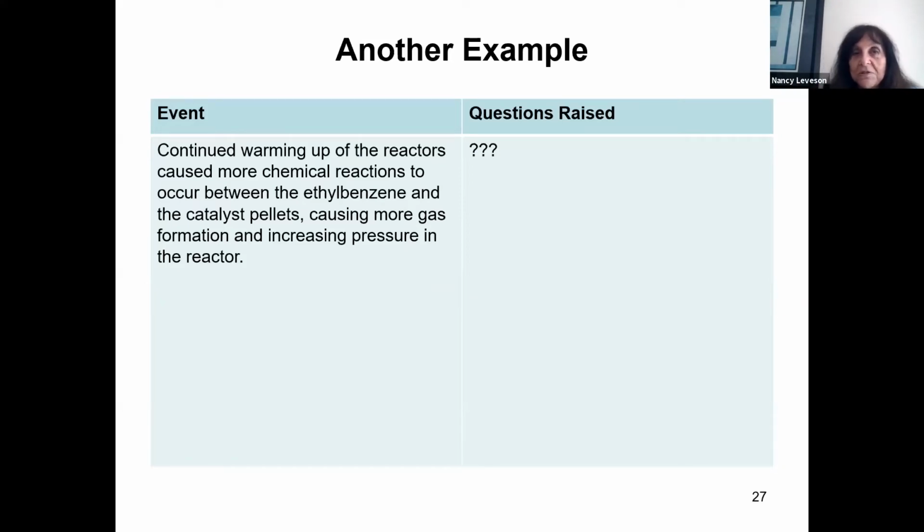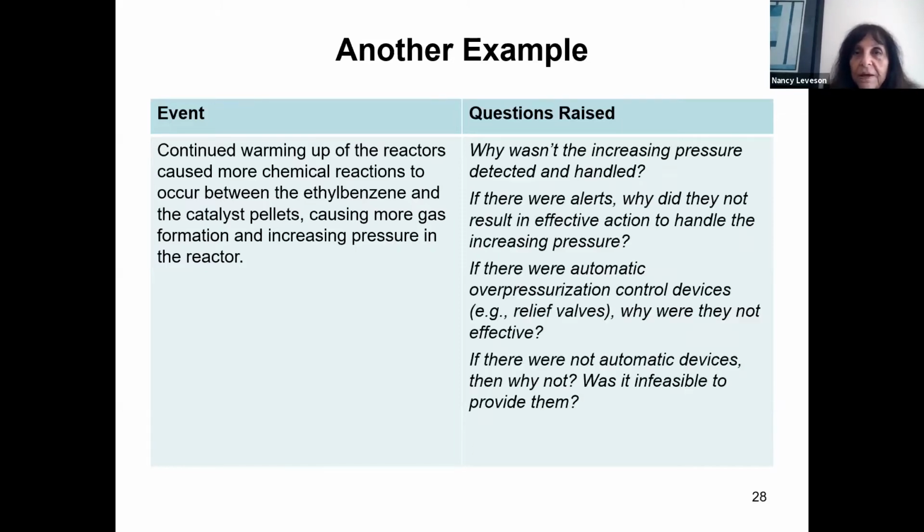This is just a statement of what happened. But there are questions. For example, it says there was increasing pressure. Why wasn't the increasing pressure detected and handled? We have all kinds of pressurization, all kinds of devices to detect high pressure. Why didn't it detect it? If it was detected, why didn't the operators handle it? If there were alerts, why didn't they result in effective action to handle the increasing pressure?